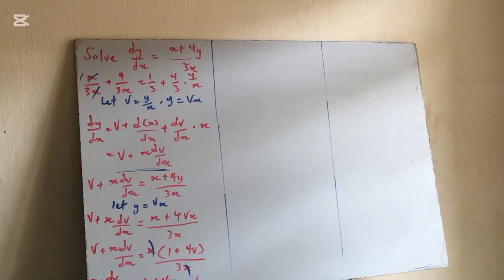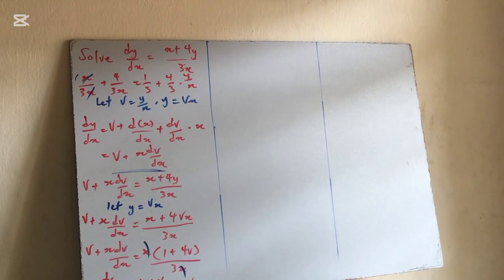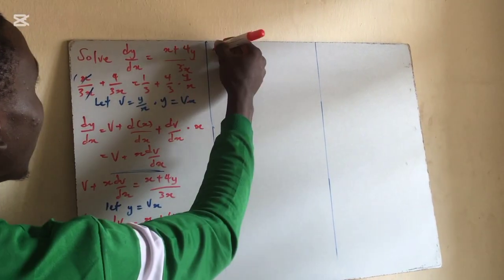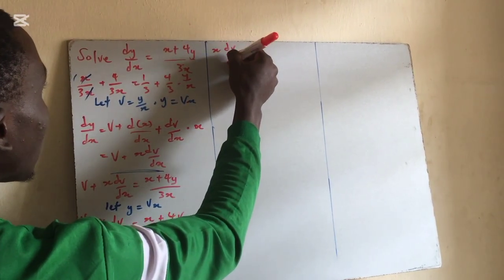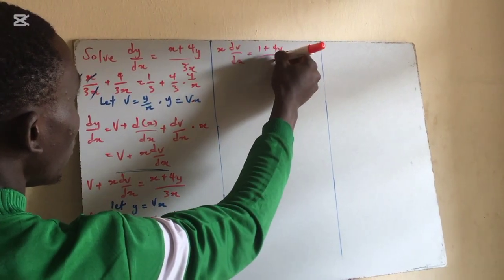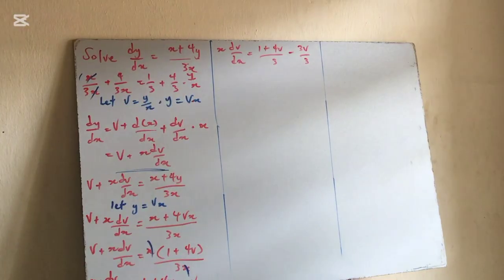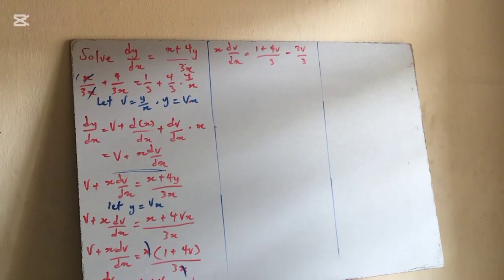So you just say 3v over 3, in a way that if you cancel 3 here, cancel 3 here, you still remain with that same v. So you are going to be having x dv/dx equals 1 plus 4v over 3 minus 3v over 3. Why are we doing that? Because we want to use LCM here, and we are all familiar with that.